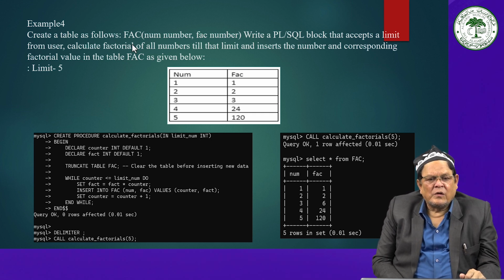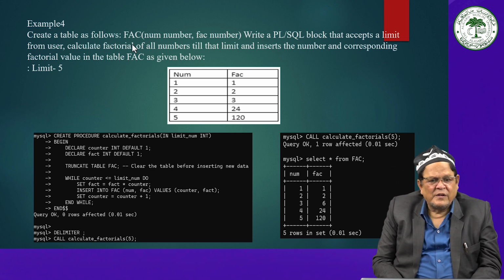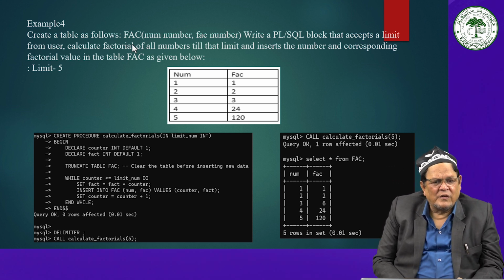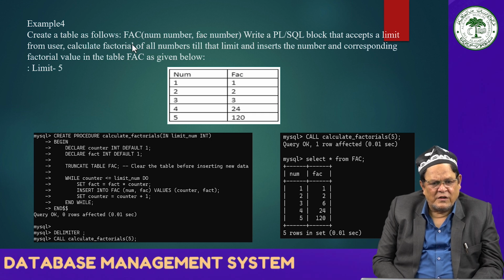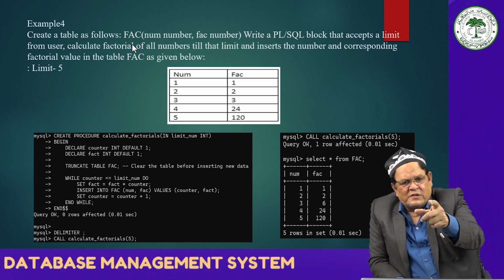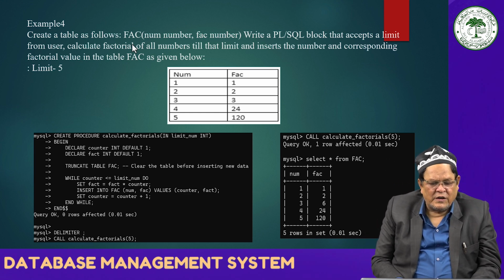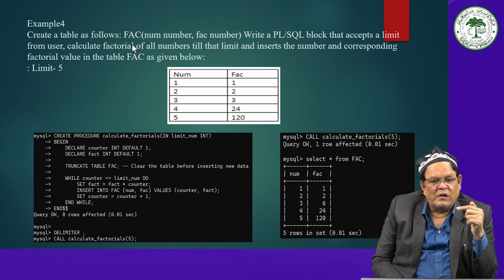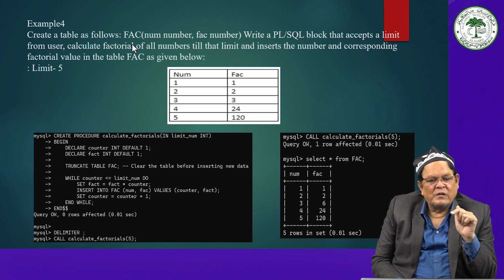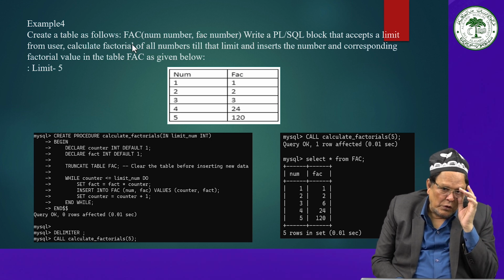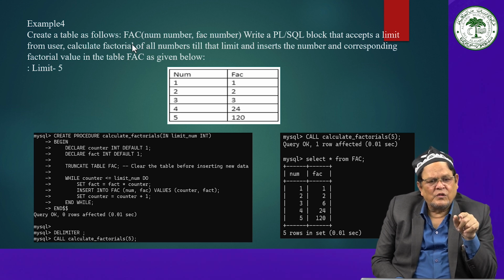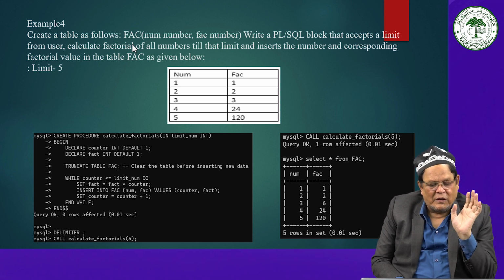Declare counter integer default 1, start from 1. In the same way declare factorial integer default 1. It is because the number starts from 1, and the factorial also starts from 1. Then you have to truncate table fact. Clear the table before inserting new data. So for that you have to write a statement. Here you have to start while. While counter is less than or equal to limit_number, then do. Set factorial equal to factorial multiplied by counter.